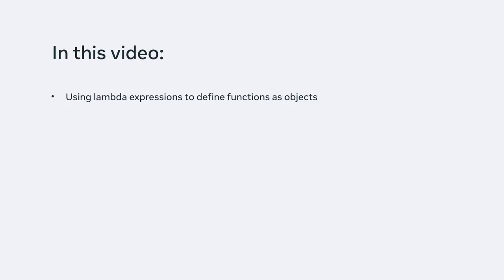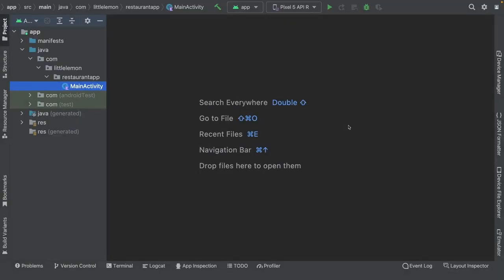During this video, I'll explain how a lambda expression is a simple way to define a function as an object. In the Little Lemon food ordering app, let's say that you must calculate a tax on the order cost. To calculate the tax, you multiply the price by the tax percentage. Defining a function object would be a good way to build the tax calculation, and you can use a lambda expression to define a function as an object.